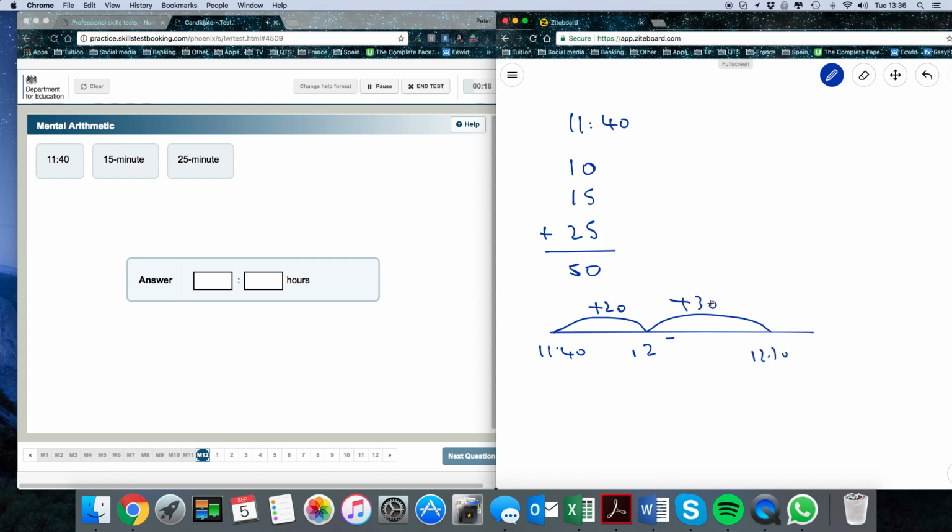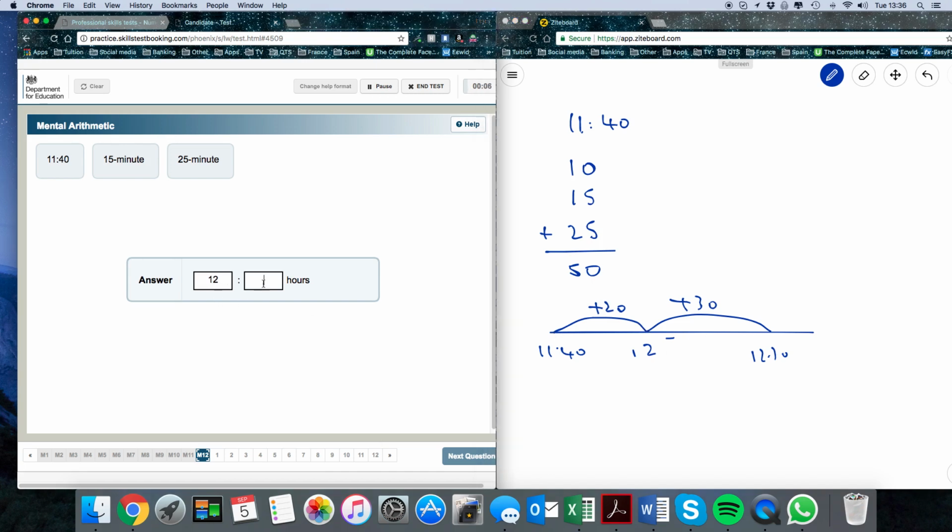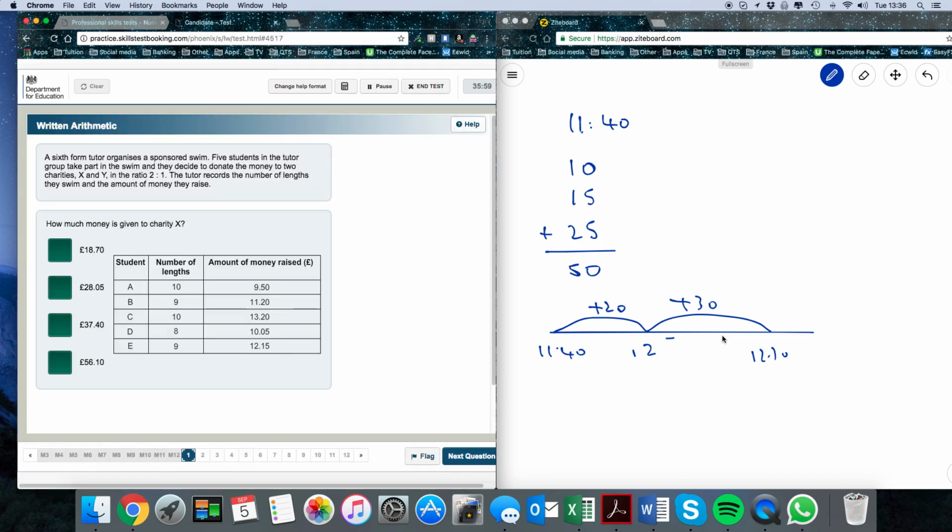Okay, timeline again. This is a pretty easy question, guys. You're adding 50 minutes on to 11:40. You can do a 20-minute jump and then a 30-minute jump. Oh, I better put the answer in. Or you could do an hour's jump to 12:40 and then come back 10 minutes. That tends to confuse a lot of people, so I don't tend to do it.